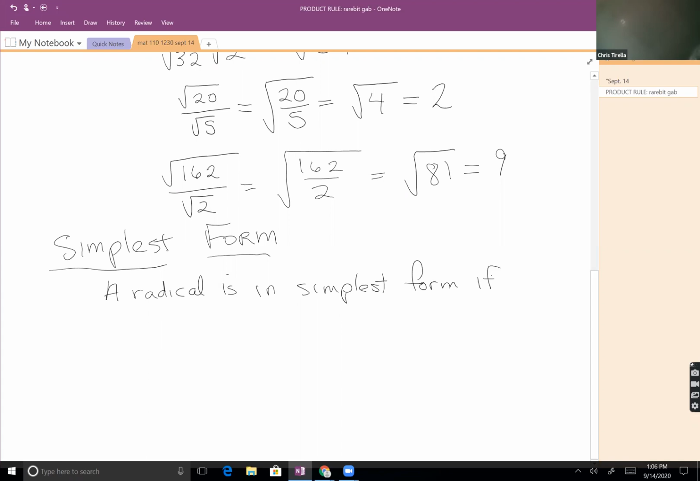if, and we're going to have 3 criteria. First criteria is that the radicand has no perfect, and for now we're just going to talk about perfect squares, but we'll find later that it could be other powers, factors. We're going to say that a radical is in simplest form if the radicand is not a fraction.